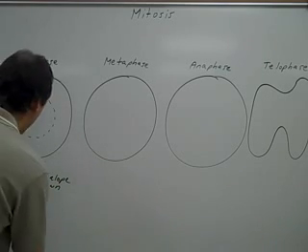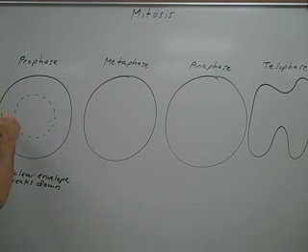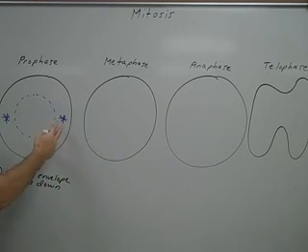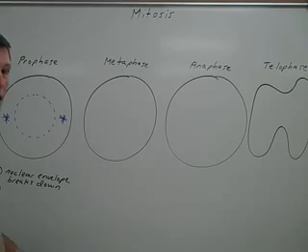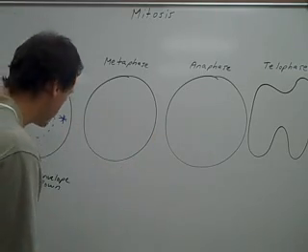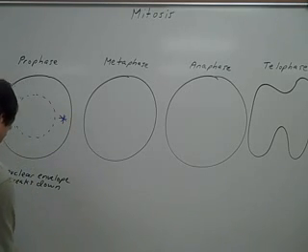The next thing that's going to happen is spindle fibers are going to form. These are protein complexes that ultimately are going to be responsible for separating the chromosomes into the 2 cells. So spindle apparatus forms.